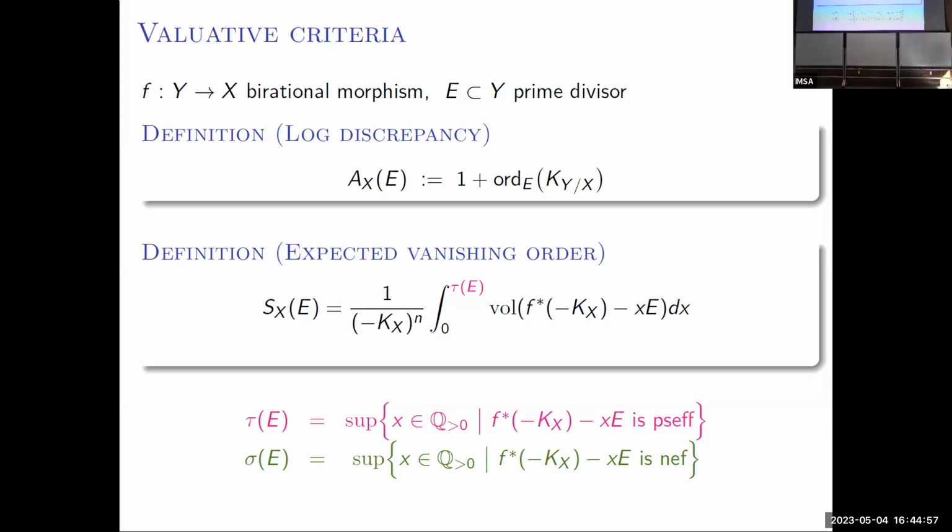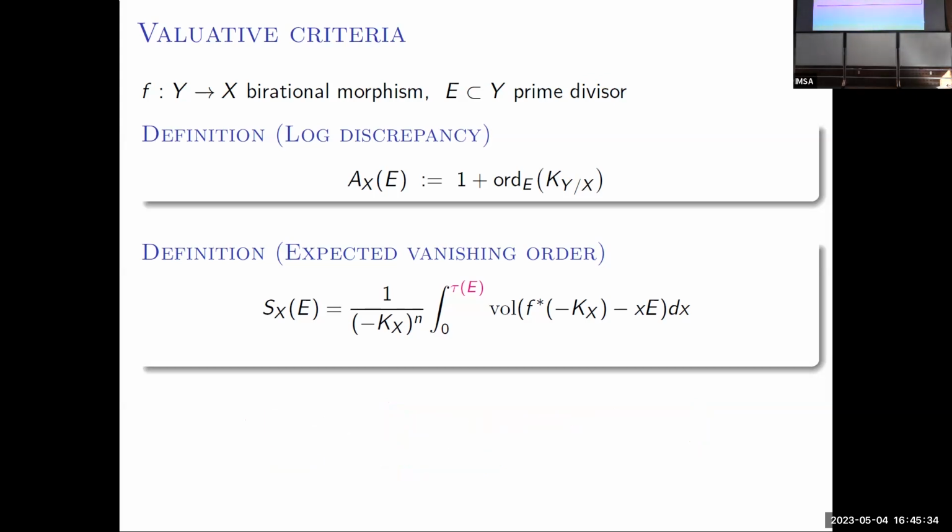Now, if you take the values of x that are, say, between sigma and tau, what is going to happen is that this exceptional divisor E is going to appear in the stable base locus of your line bundle. And so to compute the volume, you have to take the top self-intersection and then subtract some contribution from this base component. But again, if you know your variety well, you can write a formula for that, and you can actually integrate this and compute this expected vanishing order.